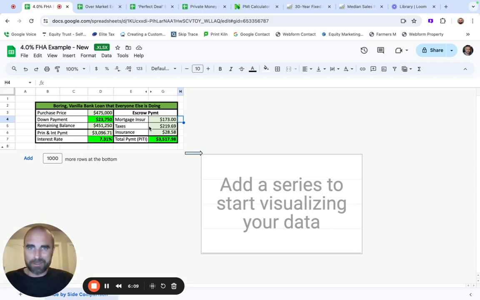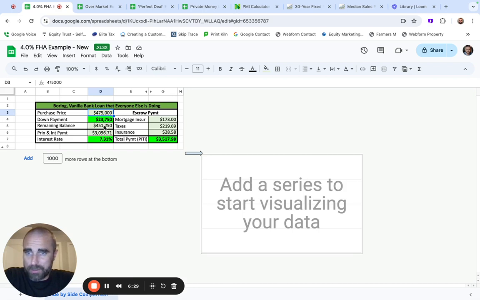There's a million different ways this can get done. For the average person, this is what they're doing. So let's start by looking here, and let's go slow. Pause, rewind, go back if you need to. But in this example, our home, the purchase price is $475,000.